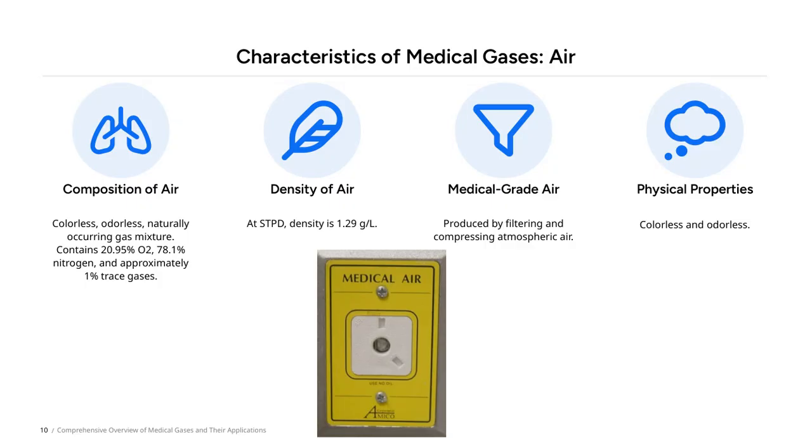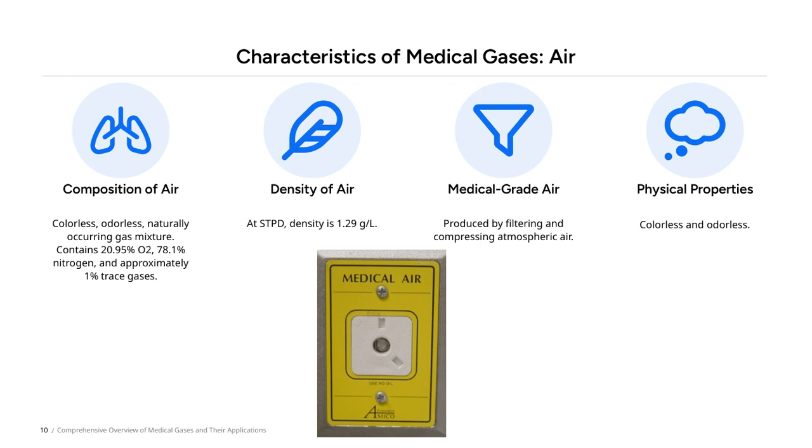Let's take a closer look at the characteristics of medical gases, starting with air. First, physically, air is both colorless and odorless, which makes it ideal for medical use because it won't cause any irritation or discomfort. When we talk about medical-grade air, it's important to note that this is produced by filtering and compressing atmospheric air, ensuring it meets strict purity standards.